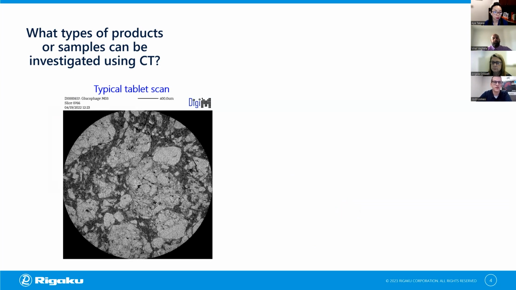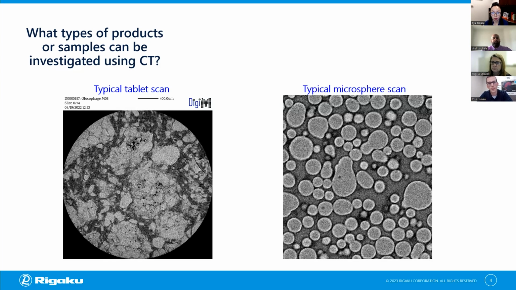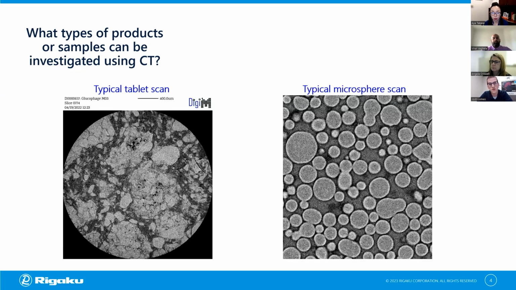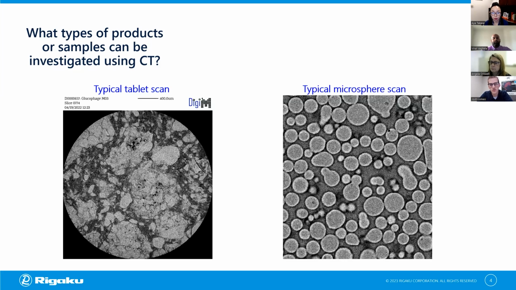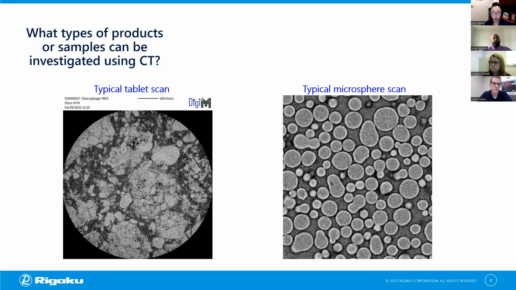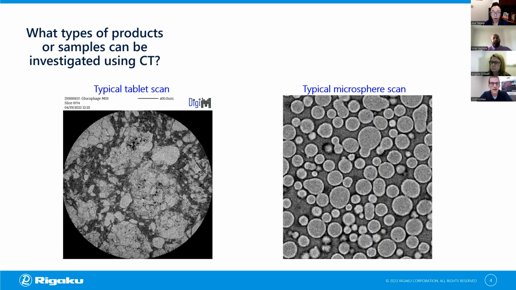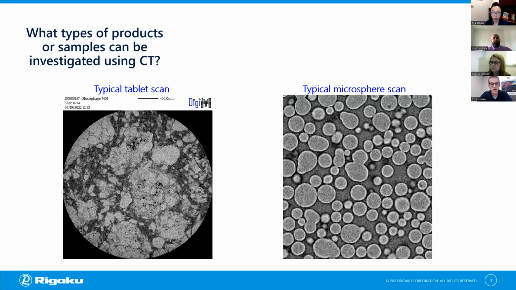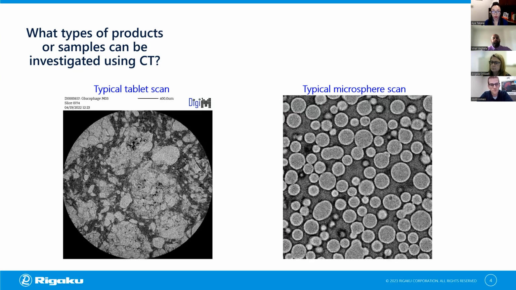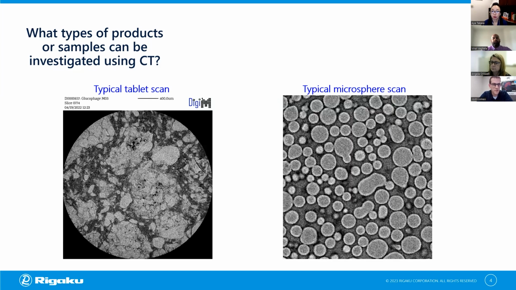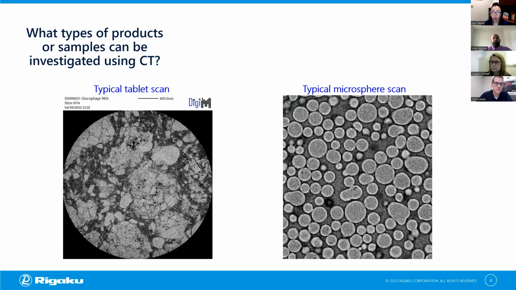You can also take a look at an example microsphere scan. Here we can actually visualize hundreds to thousands of microspheres at once, assess their size, their shape, as well as things like their voids, if they have void spaces within them, and the encapsulation and uniformity of the ingredients within each microsphere. And with that, I'll take a pause and see if there are any questions on the types of samples that can be studied.